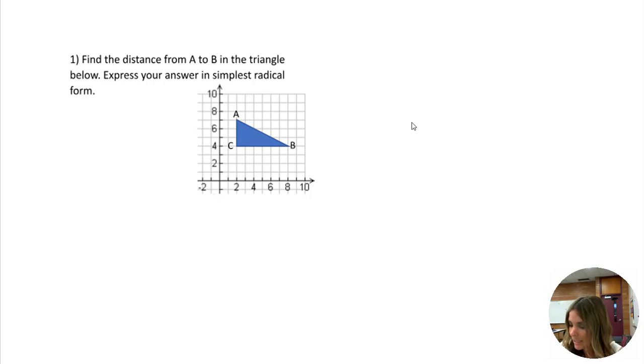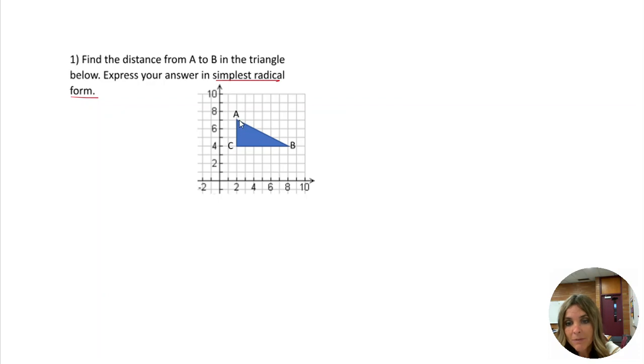You guys, I just wanted to take a couple of minutes and go over this quiz that you just took. There were quite a few of you that made some mistakes on this that I want to clarify for you so that when you do your retake, you don't make the same mistakes again. First off, this question says, find the distance from A to B in the triangle below. Express your answer in simplest radical form.